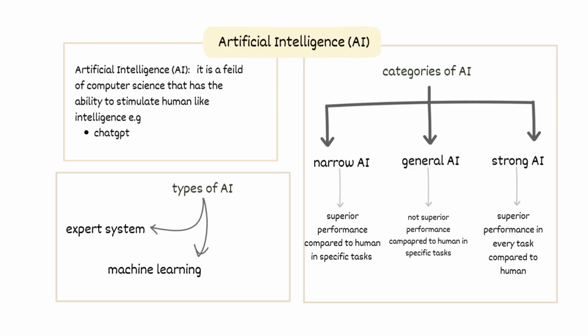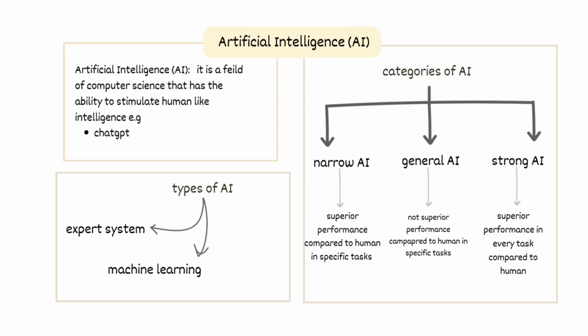Now, personally, I don't think this is a topic most students aren't familiar with, but anyways, this is artificial intelligence. Artificial intelligence, AI, is a field of computer science that has the ability to simulate human-like intelligence. Example, GPT, that has been used by hundreds of millions of students nowadays. So there are two types of AI, expert AI and machine learning AI. We are going to talk about it in just a minute.